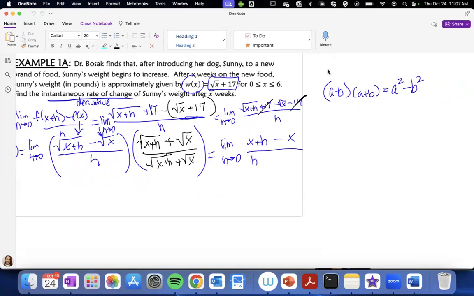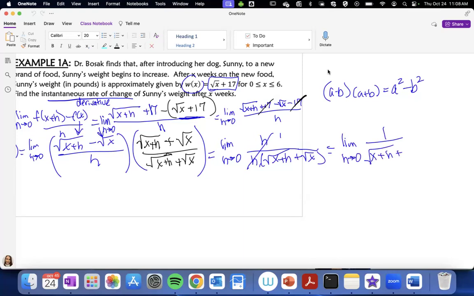We just write the whole denominator: root x plus h plus root x. Then our x's cancel, right? Negative x, positive x. To save some space, we can just erase those. And then we can cancel the h's. So boom, this is a 1 and that's a 1. So you get the limit as h approaches 0 of 1 over all this.